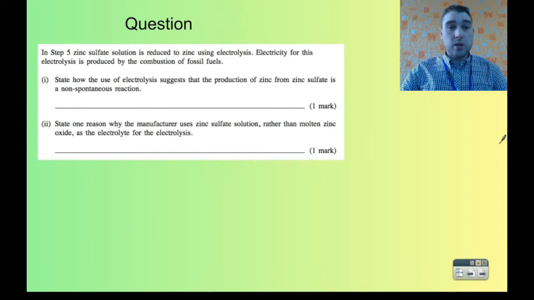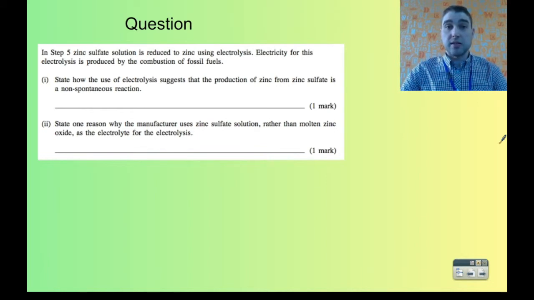Part 2 says, state one reason why the manufacturer uses zinc sulfate solution rather than molten zinc oxide as the electrolyte for electrolysis. By using zinc sulfate solution, you don't need as much energy. If you used a zinc oxide melt, you would have to heat up the zinc oxide salt to a ridiculously high temperature before it's melted, and that would require a lot of energy and therefore cost to the manufacturer.